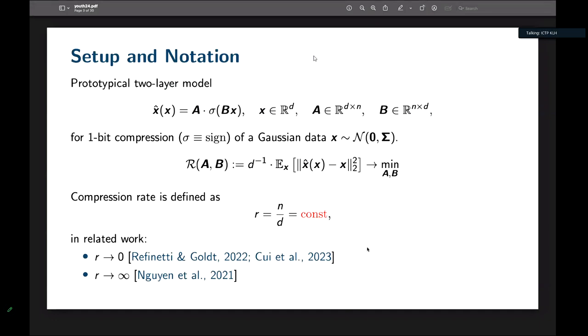To give a bit of context with respect to previous works, the work by Refinetti and Goldt, Cui and Zdeborová was looking at a rate which goes to zero, so it's severely underparameterized. And the work by Nguyen and Pham was looking at a rate which is diverging. Let me also remark that the models considered in these works are very different because, say, Cui was looking at not autoencoding but denoising, which is a different problem. And I guess the closest one with respect to the setup is this work, which relies on mean field analysis and has a diverging rate. So here it's very important that we have a proportional regime.